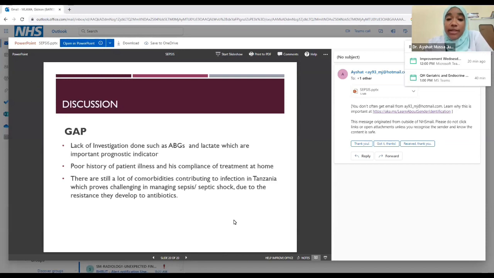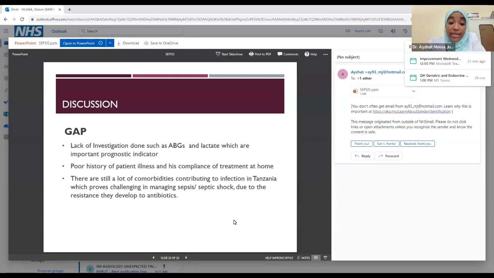Now for this patient, I think there were some things that were missing, which could have been very crucial in his management, such as the arterial blood gases and lactate, which are very important prognostic indicators. But we were not sure when he actually started worsening before he was brought to the emergency room, probably way before, maybe 2 or 3 days. We don't know the patient's compliance with treatment and his illness, because most of the relatives, when asked, didn't know most of the things.